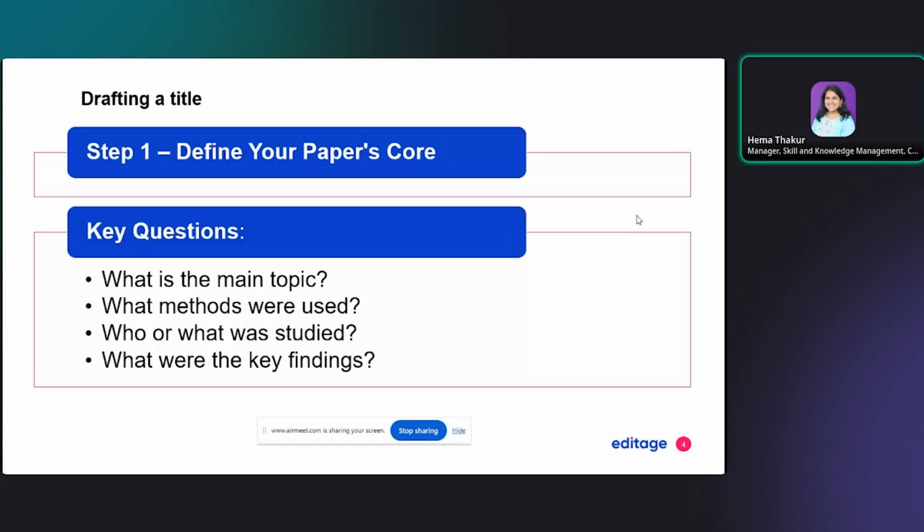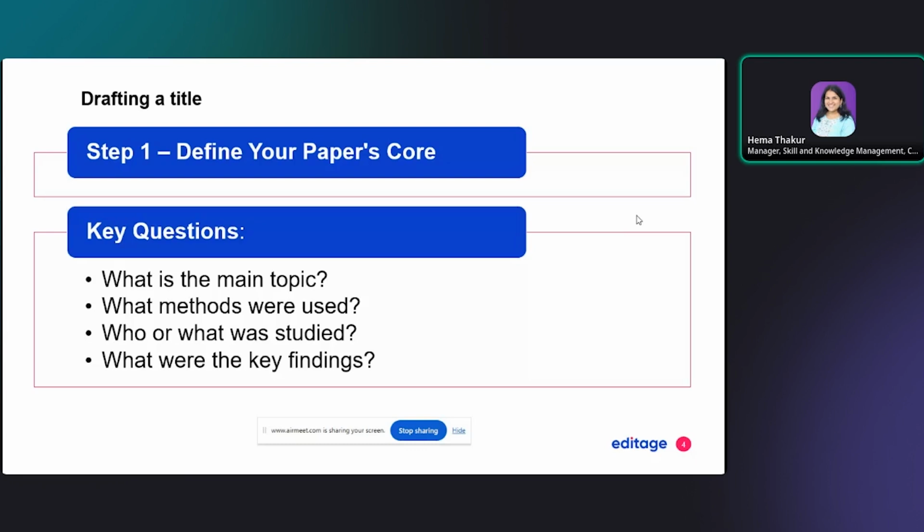So coming to these main aspects, when you're drafting a title for your study, the goal is basically to convey the core aspects of your research while maintaining readability and brevity. So I have an exercise over here where we can ask ourselves four key questions. Number one, as said on the slide, what is the main topic of my study? What methods were used? Who or what was studied? And what were the key findings? Don't worry, we're going to have a look at an example in a bit. But basically, answering these questions will help us figure out what the essential components of the title should be.